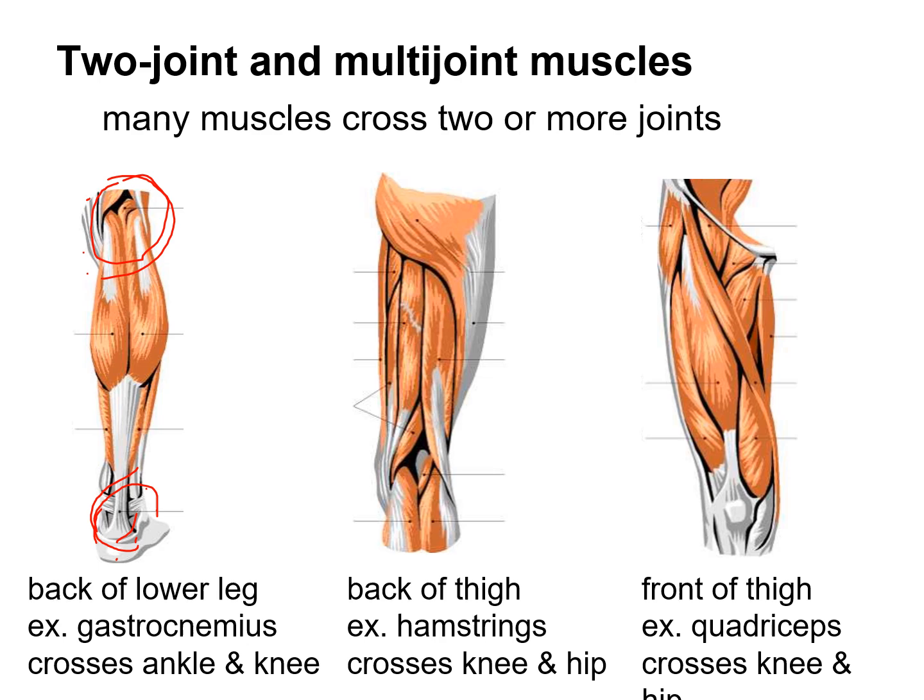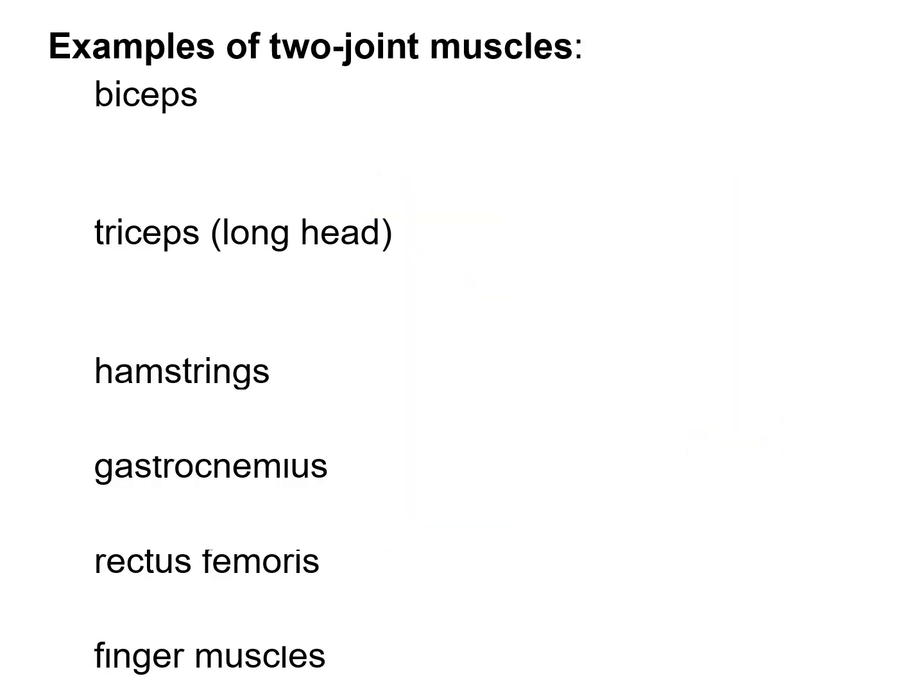We see the same thing with the posterior of the thigh with our hamstrings, where they cross the knee and the hip. So we see knee flexion and hip extension. Same thing with the front of our thighs, our quadriceps, specifically our rectus femoris muscle. These cross the anterior of the knee, causing knee extension, and the anterior of the hips, causing thigh extension or hip extension. So there are some other examples of two-joint muscles as well.